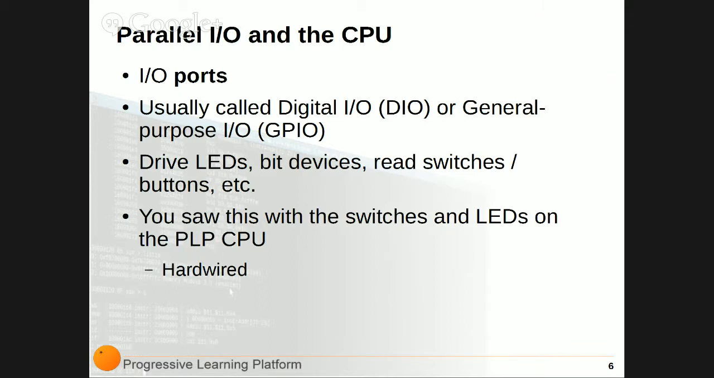The LEDs and switches on the PLP CPU are hardwired to two of these ports. So you just use the address and you can read from the switches or output to the LEDs. You can't do anything else with it, so they are exclusively outputs or inputs. But the PLP CPU also has some GPIO where you can set whether each pin is input or output. How can this be useful? Having the ability in the I/O port to set each individual bit as either input or output, can you think of a situation where it may be useful? Faster communication? Probably. Think of it in terms of devices you want to interface with.